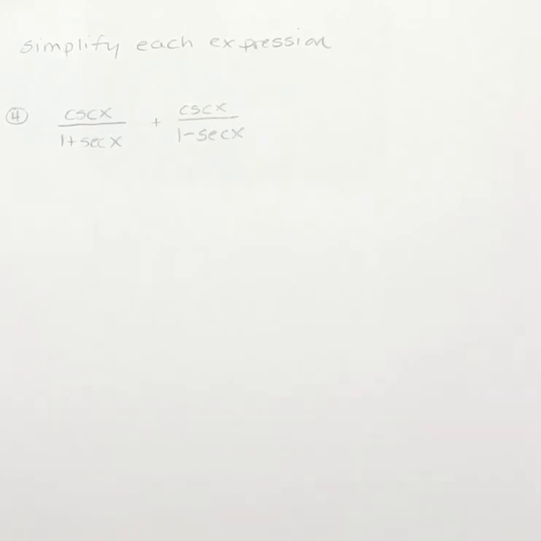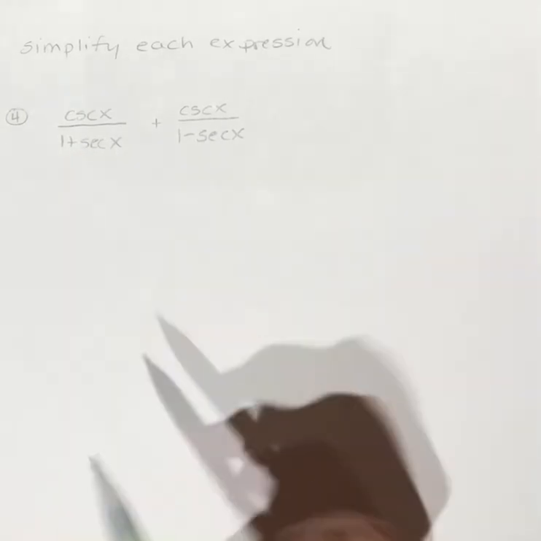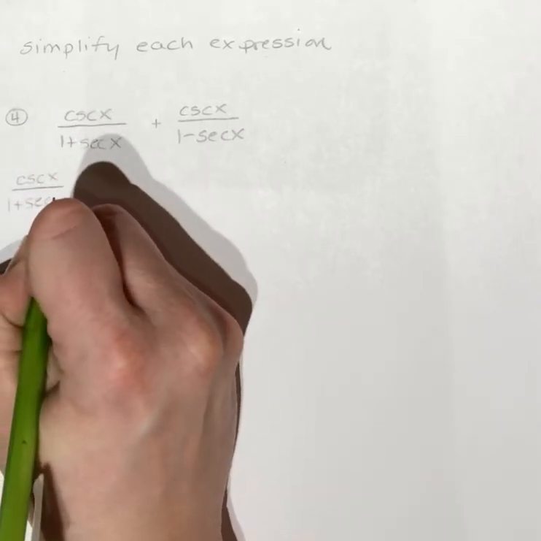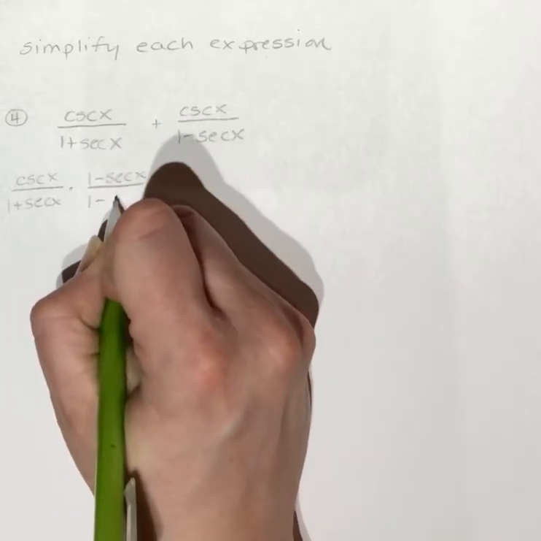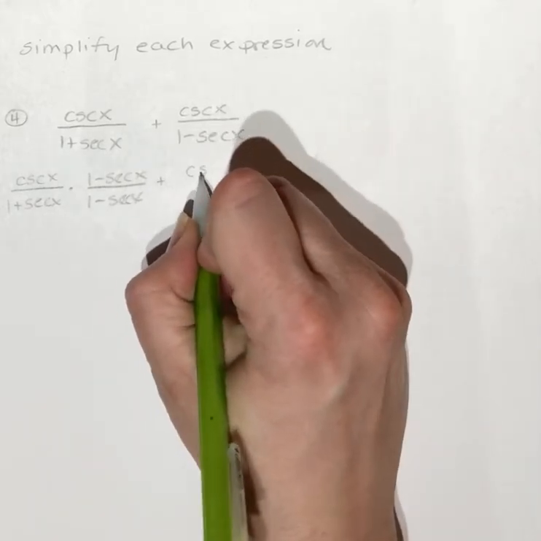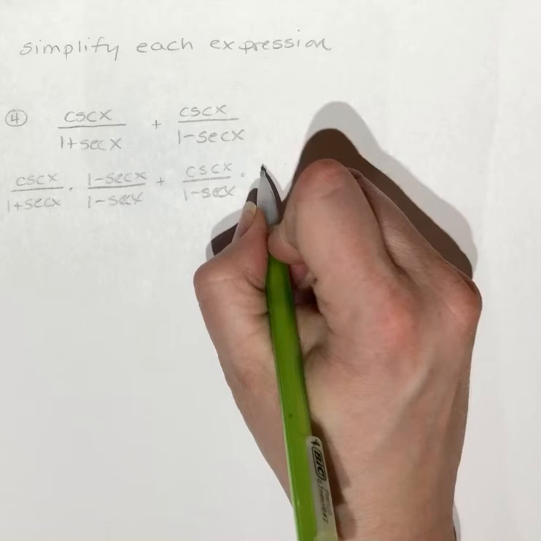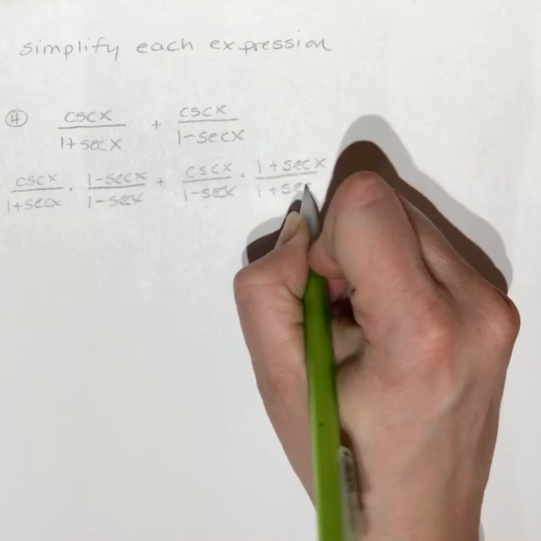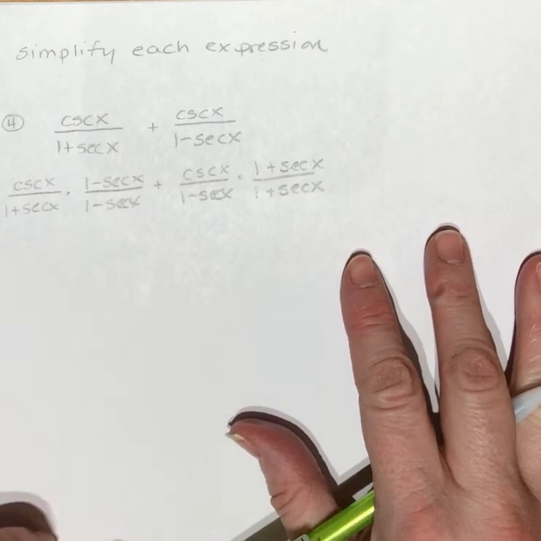All right, here's another one with fractions. This one's a little nicer because look, I have 1 plus secant and 1 minus secant. So if I take this one times 1 minus the secant of x over 1 minus the secant of x, and then if I take this one times 1 plus the secant of x over 1 plus the secant of x, I'm just multiplying each one times the other one, okay?